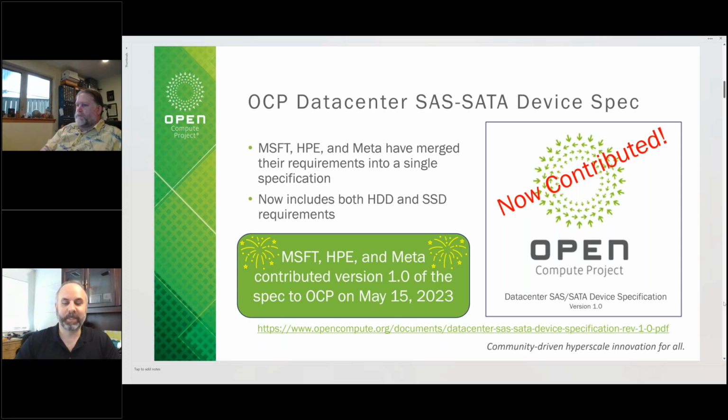So as of yesterday, actually, so hot off the presses, right, just contributed officially version 1.0 of the spec. Microsoft, HP, and Meta have got it out there. And so we're all very excited to finally have that contributed. You can see the link below, or if you go to the OCP contributions site, you can see the database there. That's the first one in the list, actually. All right, next slide.